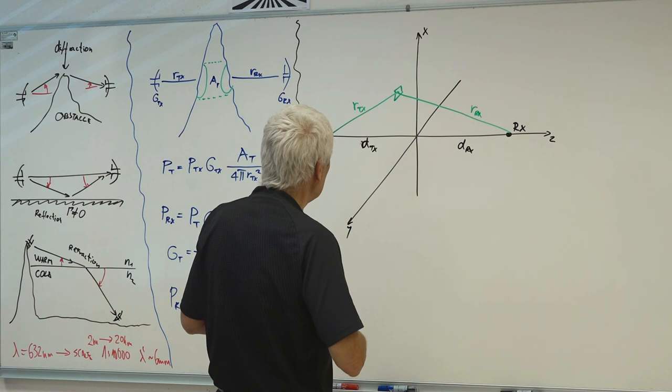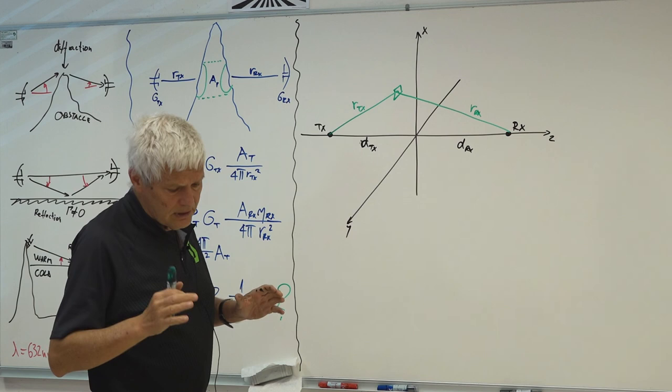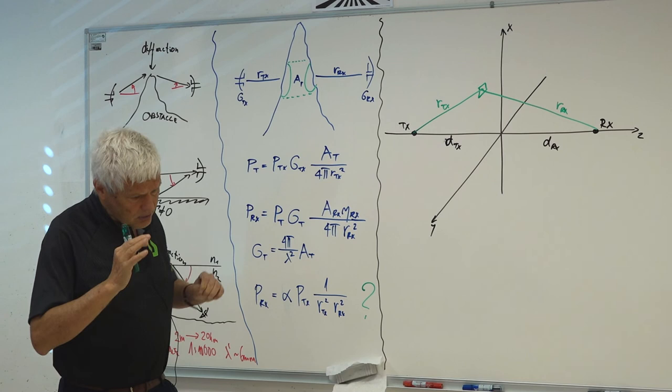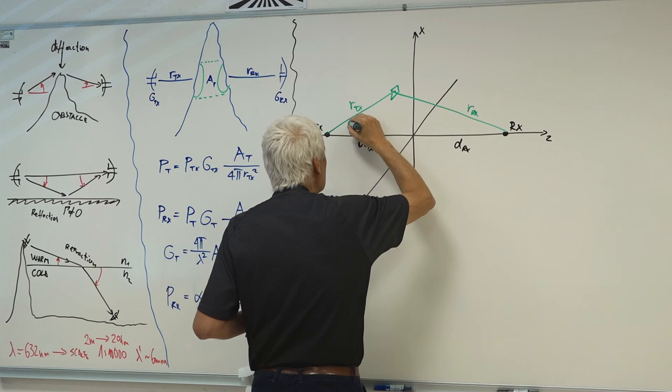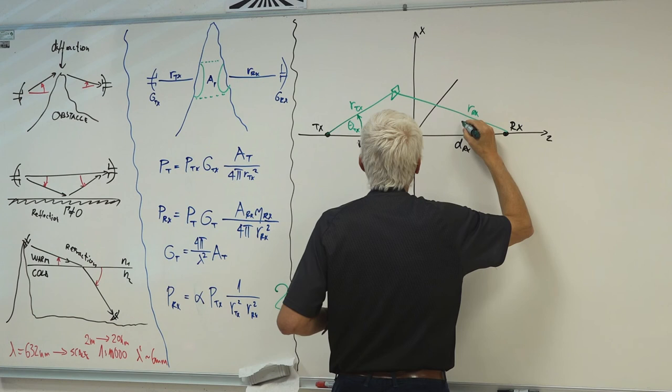I'm not discussing yet the way we are going to integrate. We are going to integrate these Huygens sources in different ways. We'll see that the most straightforward way is not the best way to do it. What I'm also going to mark are these angles, this theta of the transmitter, and this angle here is theta of the receiver.